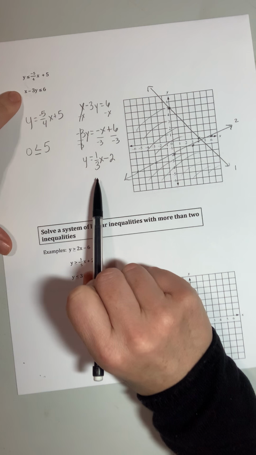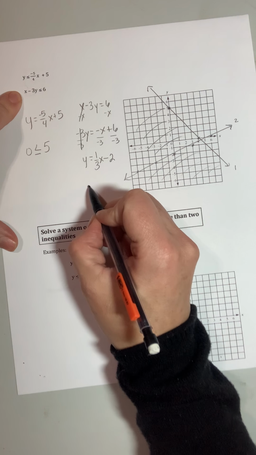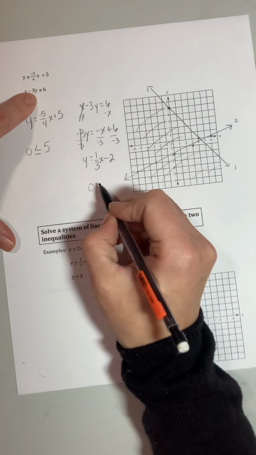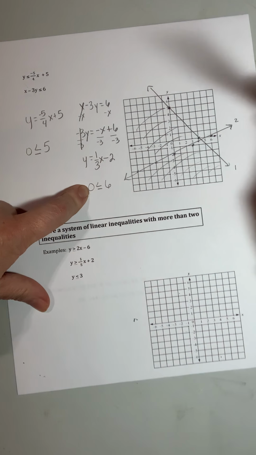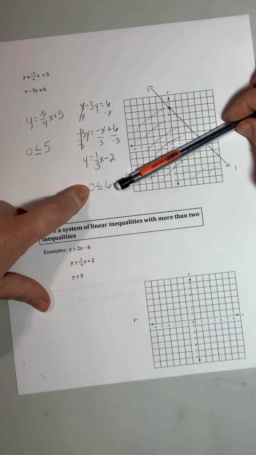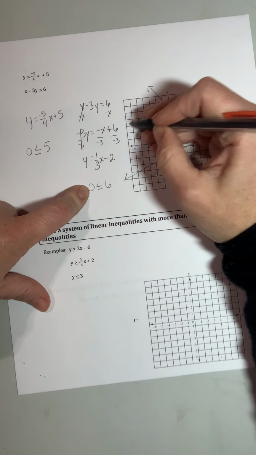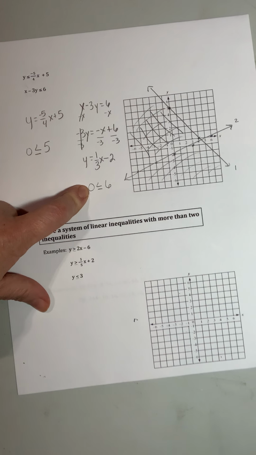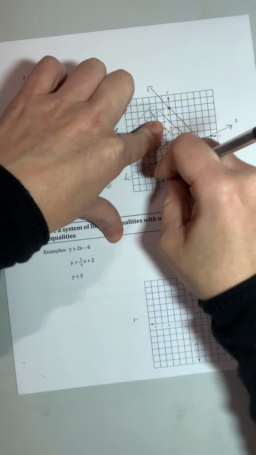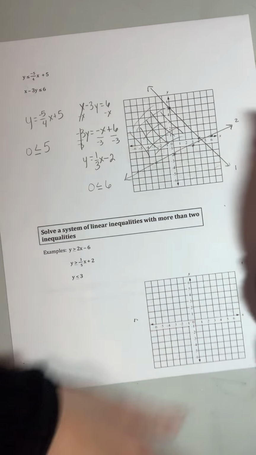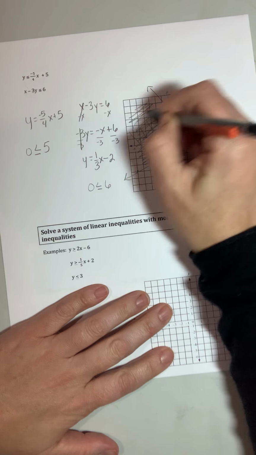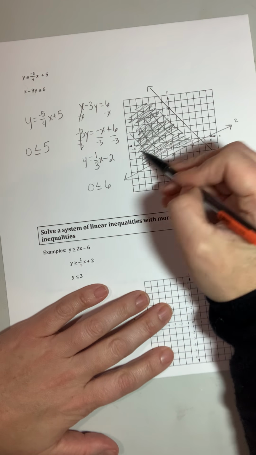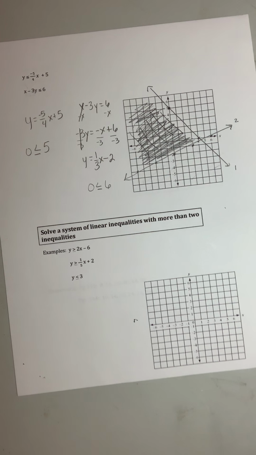This one, if I put 0 in for x and y, I get 0 here, 0 there, less than or equal to 6. Is 0 less than or equal to 6? Yes, it is. From this line, the test point worked, so I would shade up. So what do they have in common? This up here. And that would be your final answer.